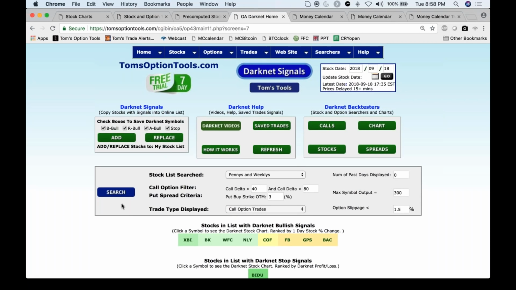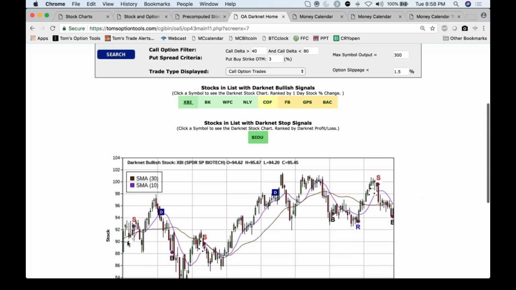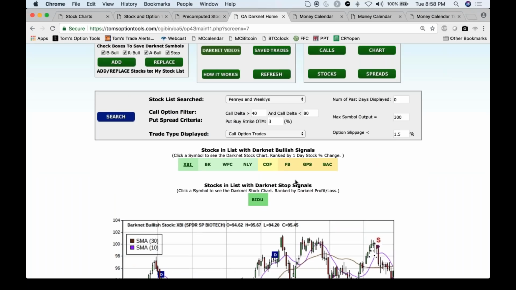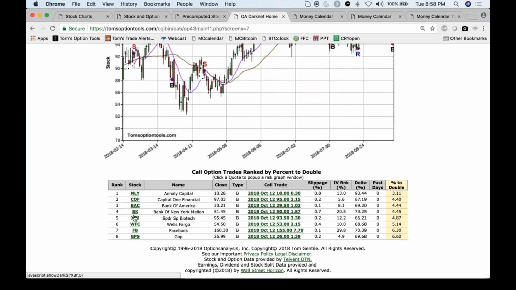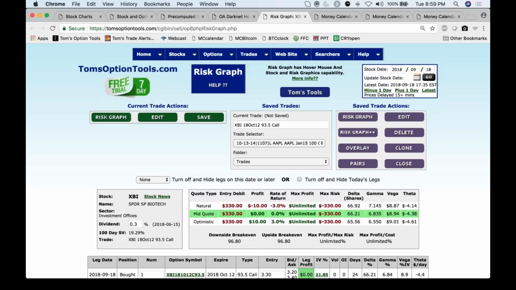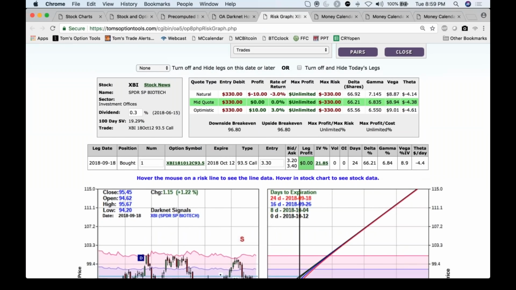Okay, so that's one way we can look at that. And XBI, by the way, if we were to take this a step further, we would bring that into the option trades. XBI has the October 12th 93.50 calls at $3.30. The slippage is great, it's at 0.02. Let's take a look at it real quick. So this is 320 by 340. That's acceptable for the option.